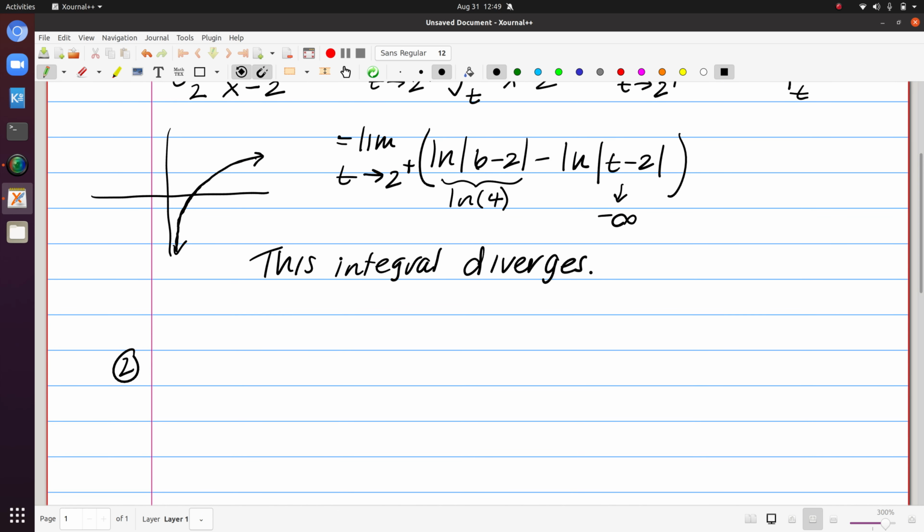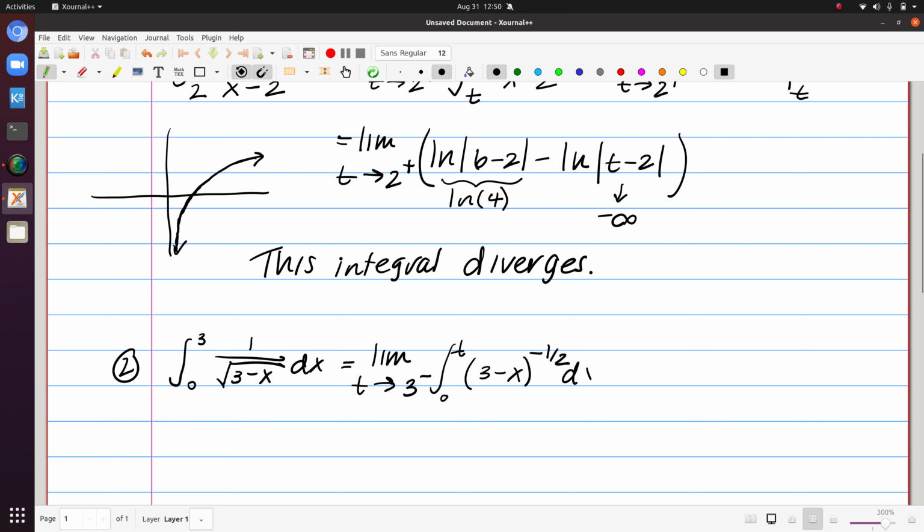Another example, if I have the integral from 0 to 3 of 1 over root 3 minus x. Again, this has a discontinuity at x equals 3, the rightmost point on our interval. So we express this as a limit as t approaches 3 from the left, and we're going to integrate from 0 to t, and I'm going to write this as 3 minus x to the minus 1/2. So the last step is, again, to deal with the limit.